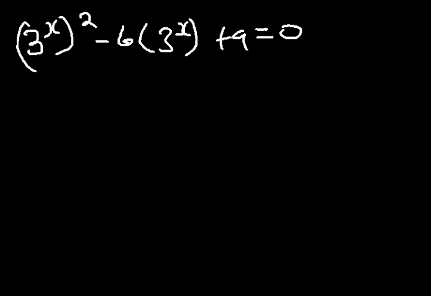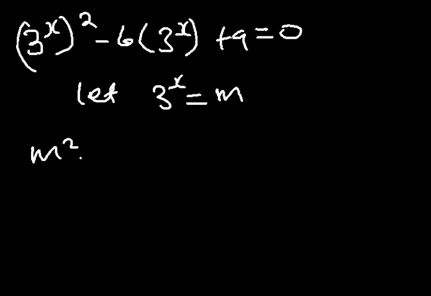Now you can see that it possesses a quadratic equation, where the highest power is given as 2 and this is given as 1. So we just have to let 3^x be m, which means we'll have m squared minus 6m plus 9 equals 0. In this case, we'll be able to solve for m using the factor method.